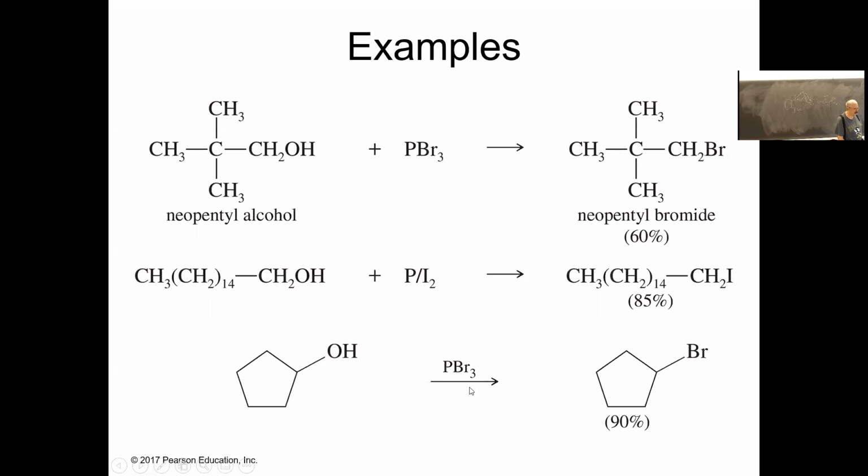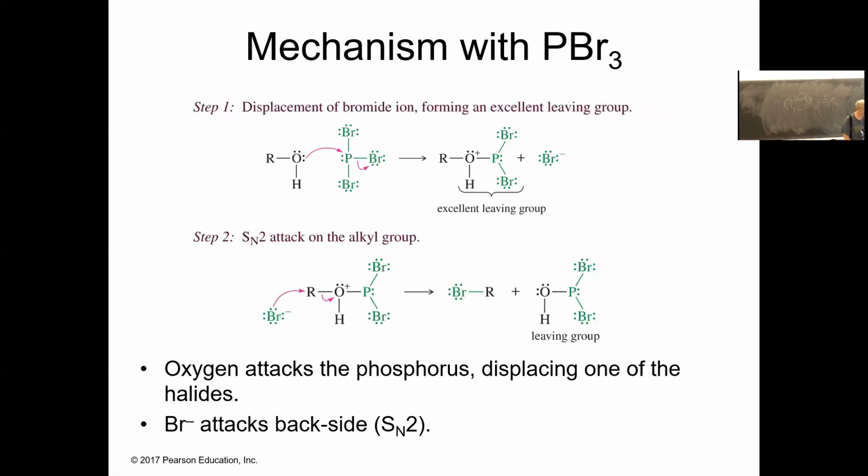Cyclopentanol with PBr3 gives us bromocyclopentane. The stoichiometry is 3:1. Since you have 3 bromides, PBr3 can produce 3 equivalents of alkyl bromide.